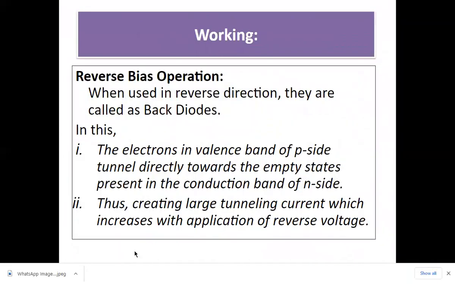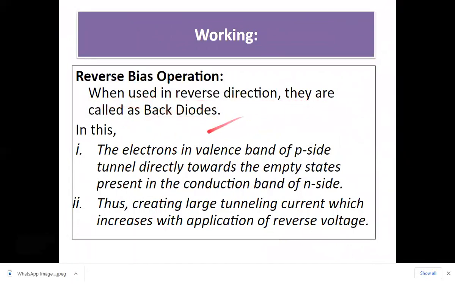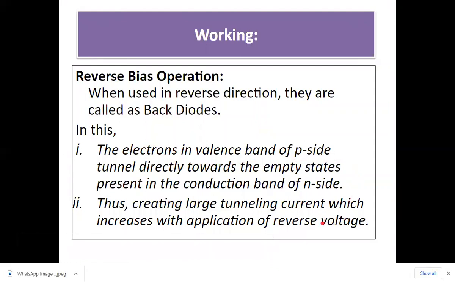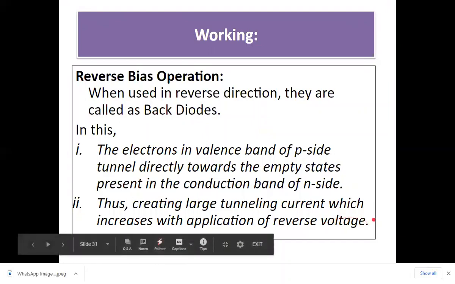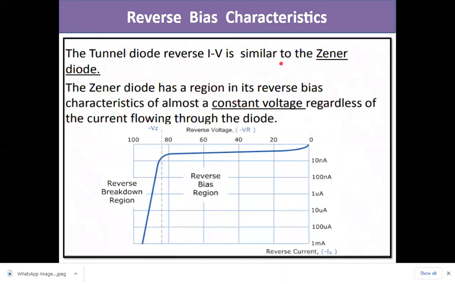Here are shown the reverse bias characteristics of tunnel diode. When used in reverse direction, they are called back diodes. In this, the electrons in valence band of P side tunnel directly towards the empty states present in the conduction band of N side, thus creating large tunneling current which increases with application of reverse voltage. Here is the diagram of tunnel diode reverse IV, which is similar to Zener diode.